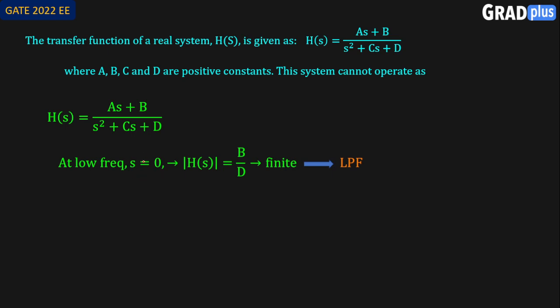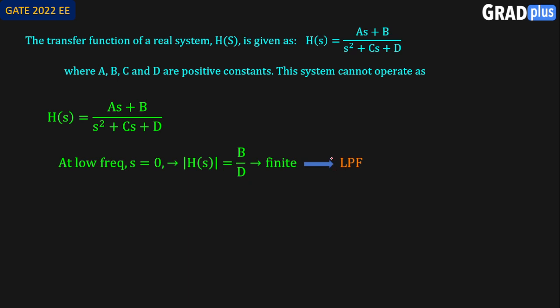Now substitute s = 0 in this complete system. In that case, this term becomes 0, this 0 and this 0. So the remaining becomes b by d. The output showing now is b by d, and this is nothing but a finite quantity. That means at low frequency the system is showing a finite quantity, so the system will act as a low pass filter.